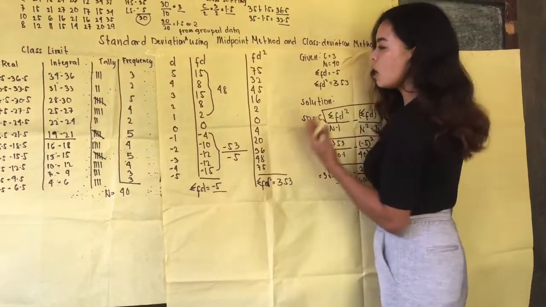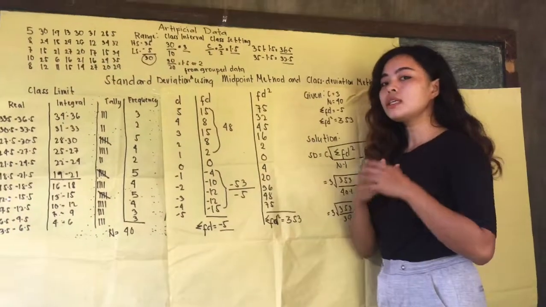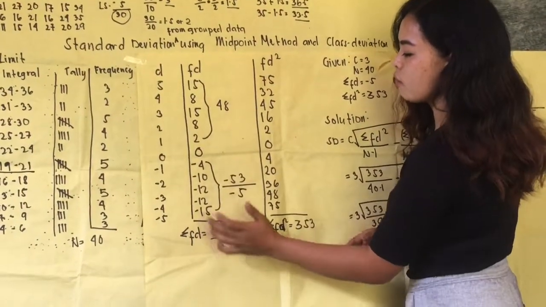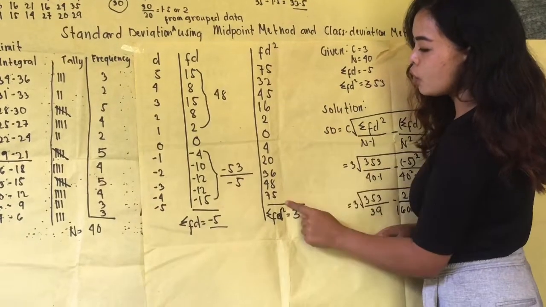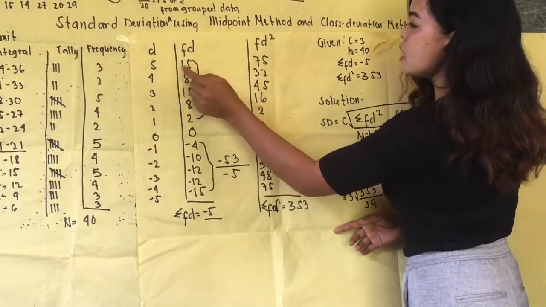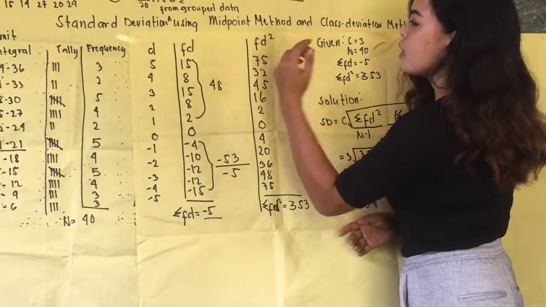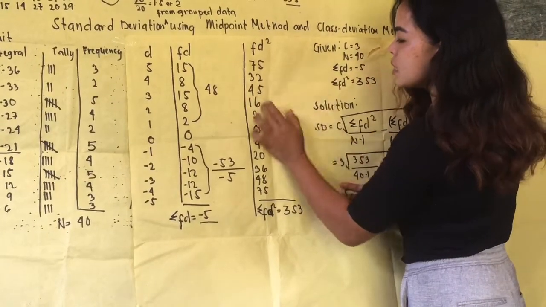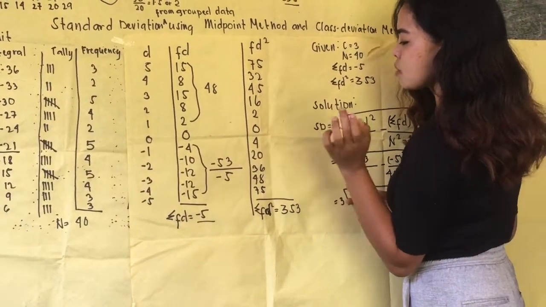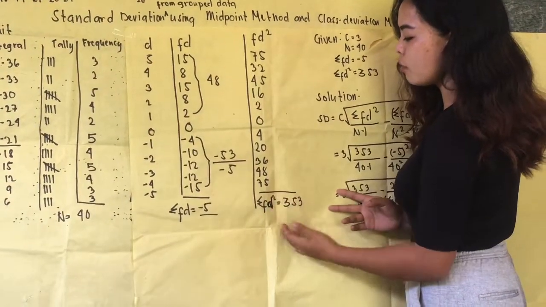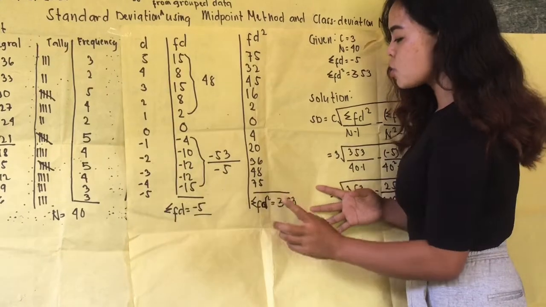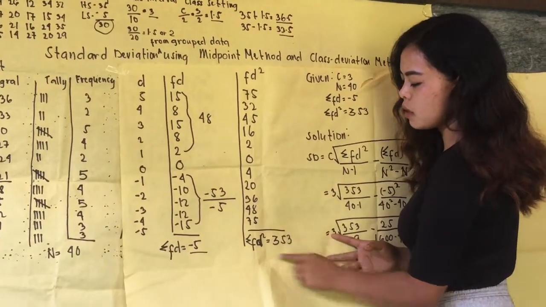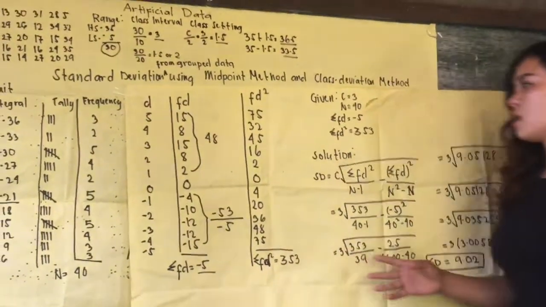And lastly, we have to get the summation of FD2. Same process as with the summation of FD, you have to add all the products of D and FD. So 75 plus 32 plus 45 plus 16 plus 2 plus 0 plus 4 plus 20 plus 36 plus 48 plus 75 is equal to 353. So this will be the summation of FD2, 353.